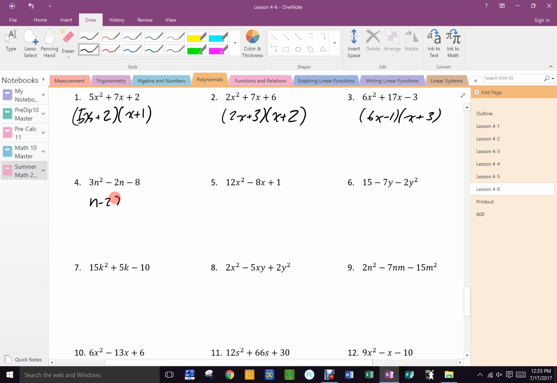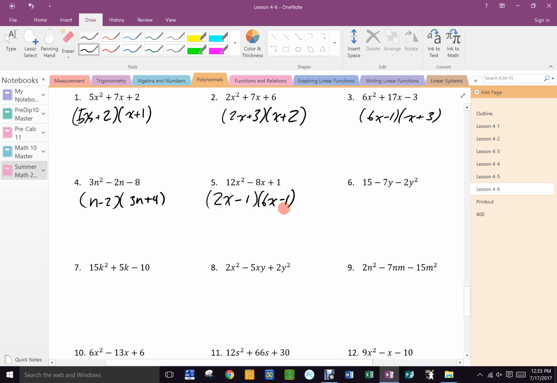N minus 2. Yep. Bracket 3n plus 4. Yep. Who's doing 5? I got it. Okay, Gurmuk. X minus 1. 2x minus 1. 6x minus 1.